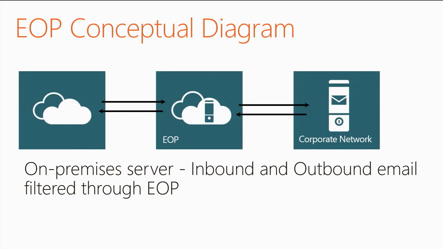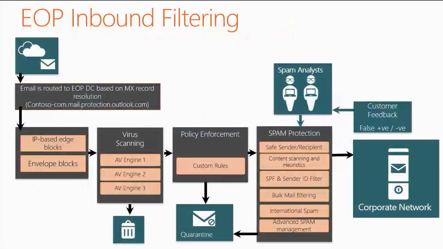Now let me double-click on the central square and show you at the next level of detail the inbound filtering conceptually. So I do want to emphasize a couple of things here. So when the mail arrives, it comes from the cloud, from somewhere else. It comes to our front doors. So I'll explain to you how we make sure that the mail is processed in your region.